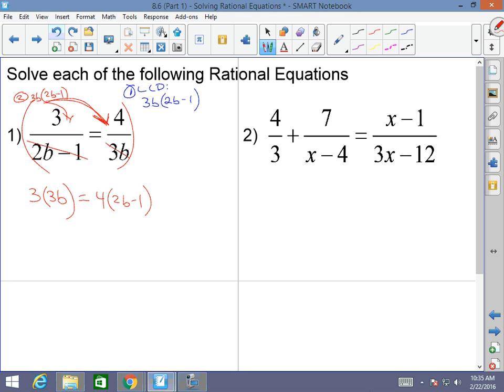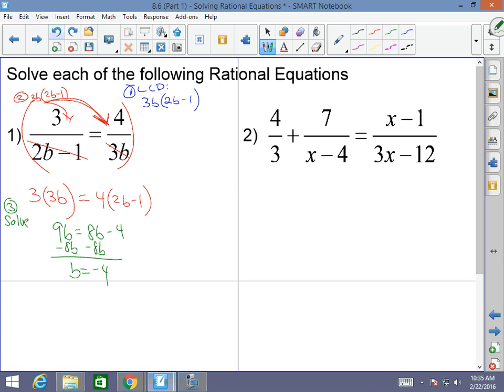Be honest with me. That's not too bad, is it? Not at all. Follow procedures. Now, step 3. Solve. That's it. So I got 9b equals 8b minus 4. Subtract 8b to both sides. And b equals negative 4.